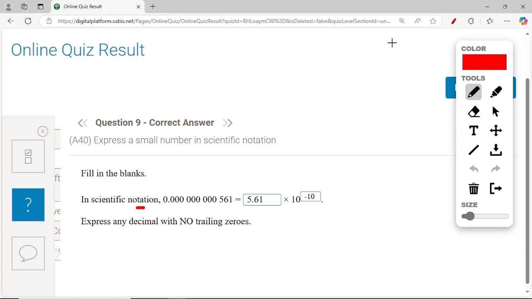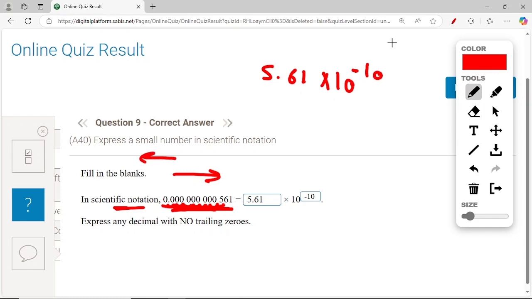Now fill in the blank. In scientific notation, I have this number. I want to make it as a scientific notation. So I will move the decimal point to the right. 1, 2, 3, 4, 5, 6, 7, 8, 9. Okay, and scientific notation 10. So it will be 5.61 multiplied by 10 to the power of minus 9, because I'm moving to the right, so it will be negative. If I'm moving to the left, the power will be positive. If I'm going to the right, it will be negative.